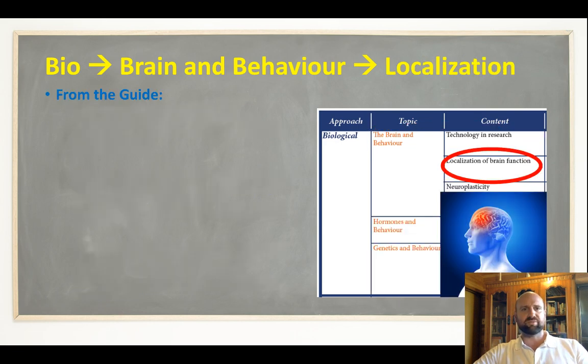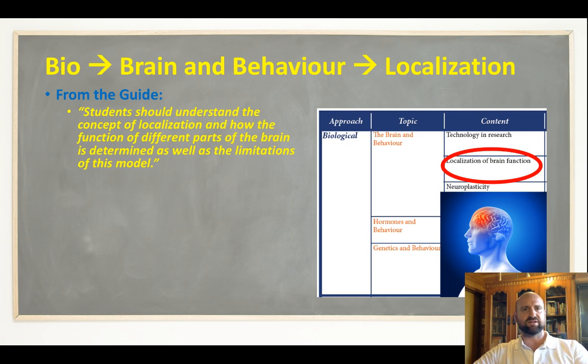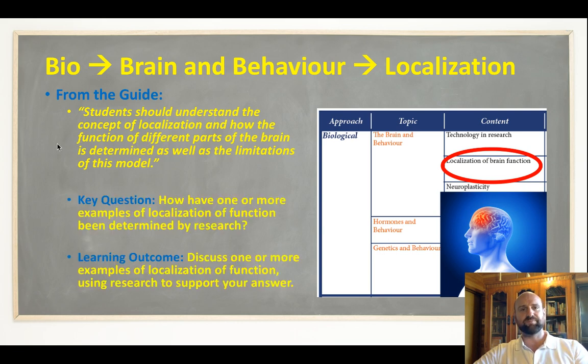All right, localization of brain function. Now, from the guide, students should understand the concept of localization and how the function of different parts of the brain is determined, as well as the limitations of this model. So, how the function of different parts of the brain is determined. What do we get here? We've essentially got the same learning outcome as we had in the old course.